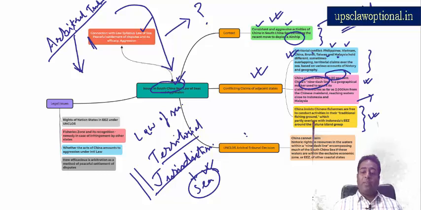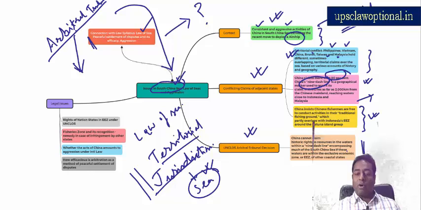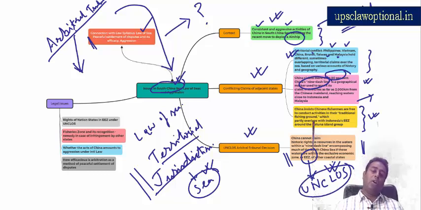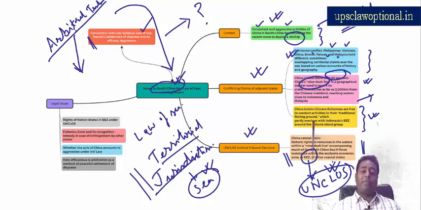The UNCLOS arbitral tribunal, which has already come up with a decision, says that China cannot claim historic rights to resources in the waters within the 9-dash line encompassing much of the South China Sea if these waters are within the exclusive economic zone of other coastal states. So you see, EEZ, the exclusive economic zone, is also one of the concepts on which you can get some clarity from UNCLOS. While studying UNCLOS, we will discuss this topic further, but for the time being you have to keep in mind that this is what has happened so far as international relations are concerned.